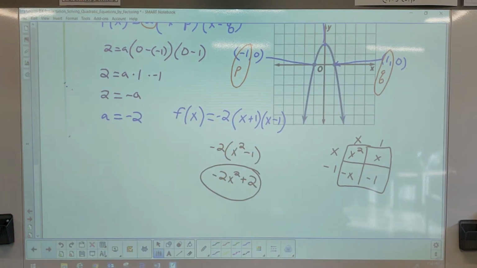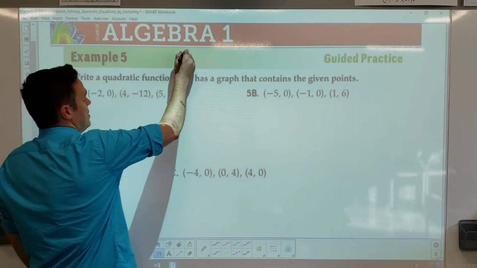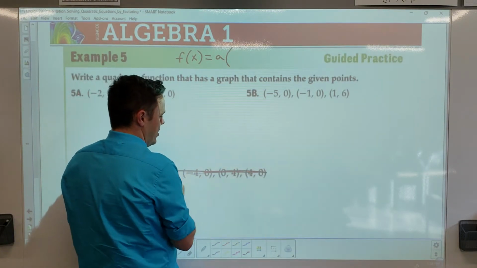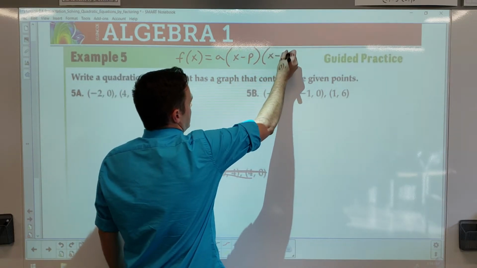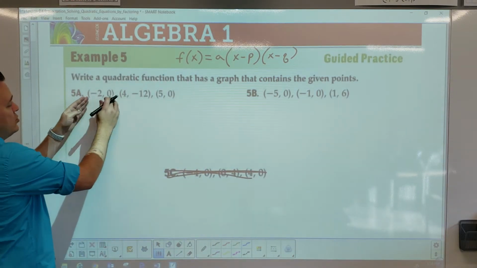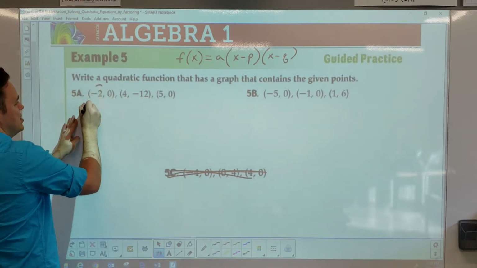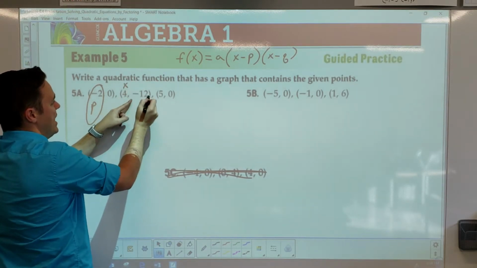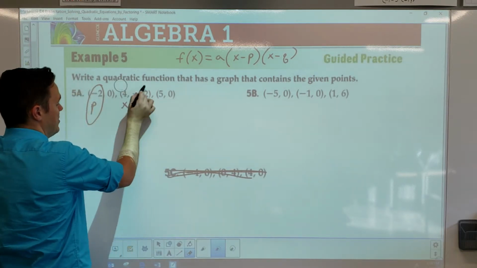All right, so what we're going to do is I'm going to walk you through these last two. All right, so same setup. f of x equals a, and then this c is going away. It's going to be x minus p and x minus q. All right, first thing we did in class is label everything. Negative 2, 0, is that an x-intercept? Okay, negative 2, 0, the answer is yes, it is. So I'm going to label this my p. Is this an x-intercept? No, this will be my x, this will be my y. Actually, let me write them down here so it makes it better. Okay, that'll be my x and y.